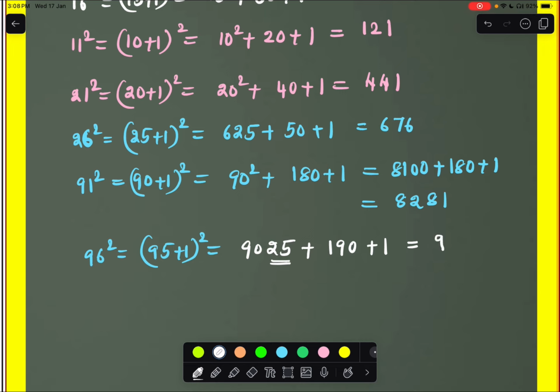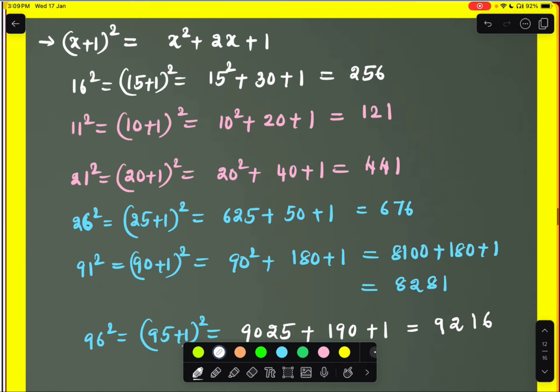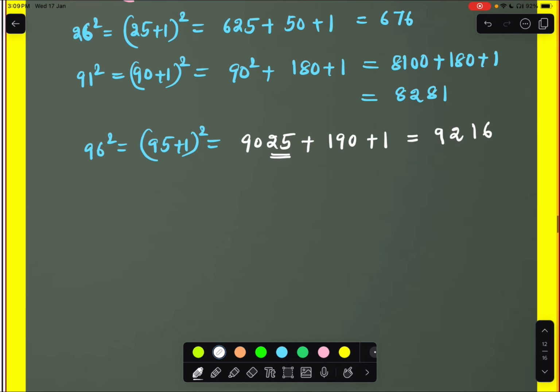How much will you get here? So 9,000, and here 190 plus 25. We'll add them. How much will you get? 9,216 we can get, right? So in this way we can calculate numbers of the form x plus 1 whole square, and similarly x minus 1 whole square type of numbers also we can calculate, right? So x is your known number.